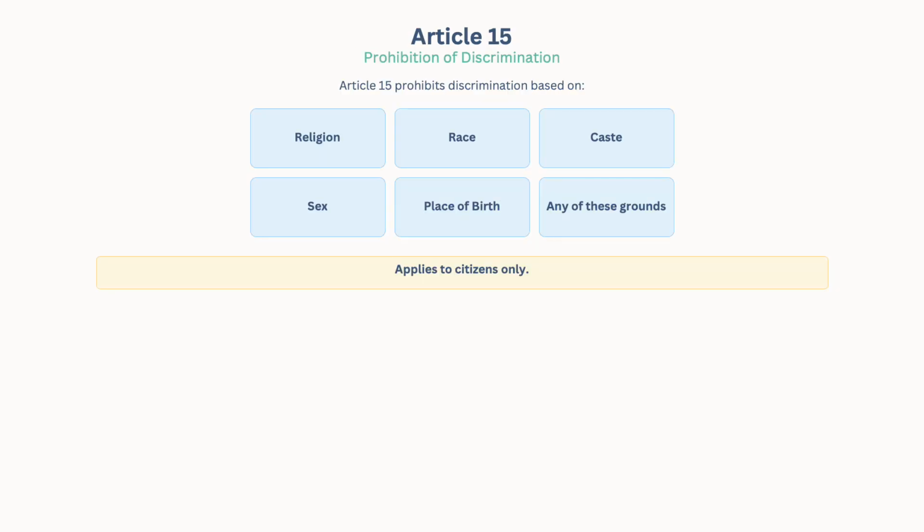Now, let's move on to Article 15, prohibition of discrimination. Now, there's a lot of discrimination in Indian society.